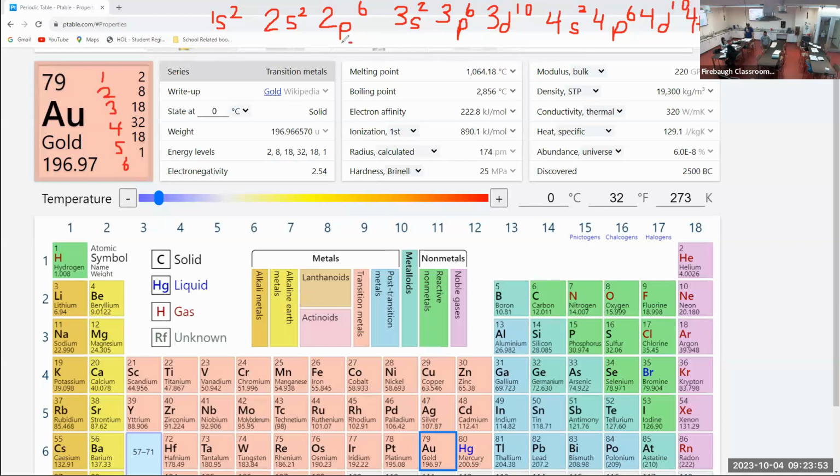So then we have the 5s. We have the 5p, which is 6. And then we'll have 5d. Then we'll have the 6s. So that would be our 6s.